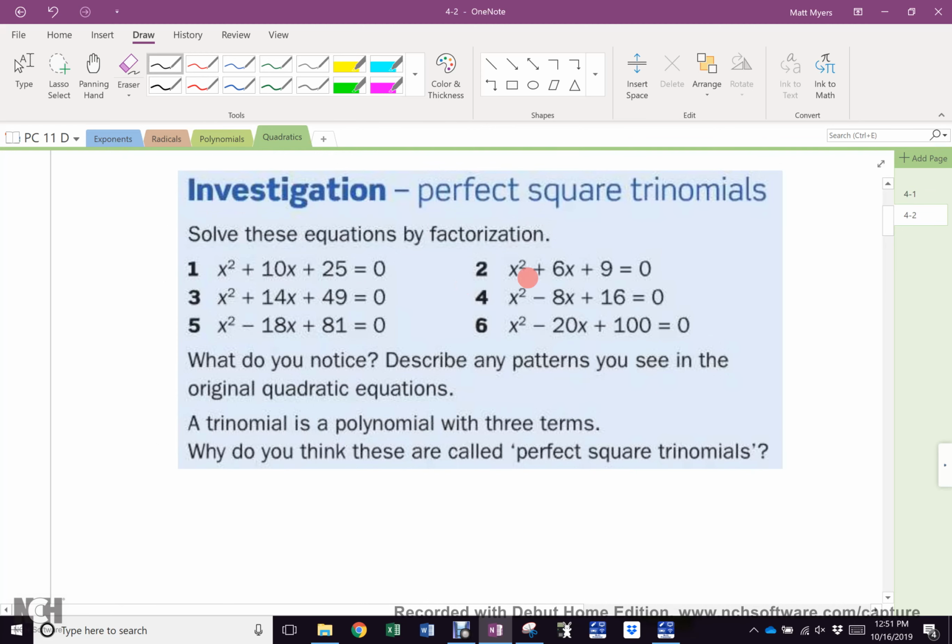Solving these 6 equations should take about 5 seconds each. Why?